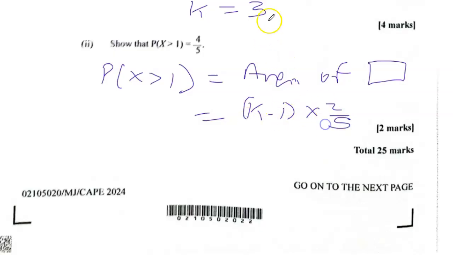But we know that the value of k is 3. So k minus 1, that's 3 minus 1, that's 2 times 2/5. And we get our 4/5.